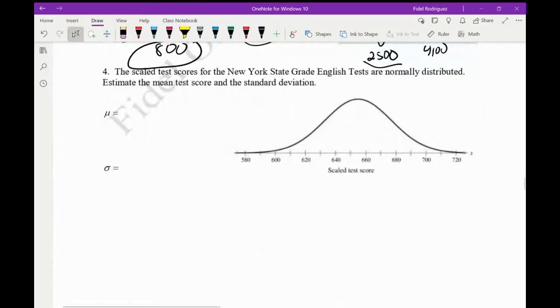Okay, and so number 4 is asking me to do exactly the same thing. It says, the scale test scores for the New York State Grade English tests are normally distributed. Estimate the mean test score and the standard deviation. Okay, so I'm going to do the same thing we did before. Here's my high point, and I'm just going to come straight down. There's going to be my mean. If this is 640 and this is 660, this number here would be 650, and because I'm between those two, I'm going to estimate that to be 655, okay?